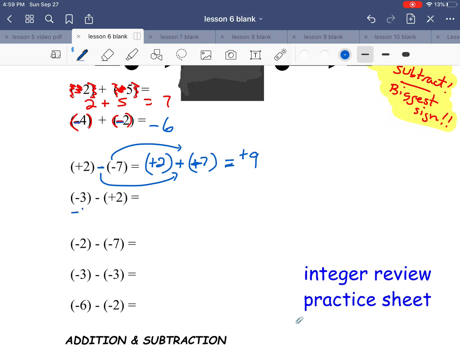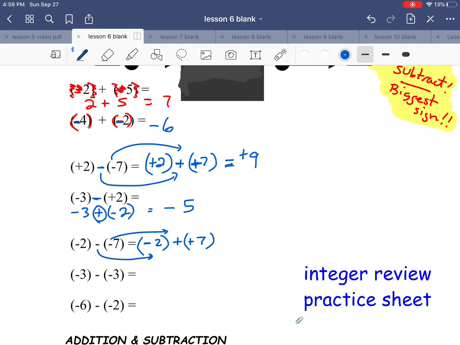Same thing goes here. -3 doesn't change. The minus becomes a plus, so minus becomes adding, and this changes to a -2. So again, I'm adding here a negative, so you keep it negative, add it up, -5. I do want to try to skip to one that will give you different signs. Okay, the next one does. So again, I can't subtract here the integers, so -2, don't change. My minus becomes adding, and this one changes to a positive 7.